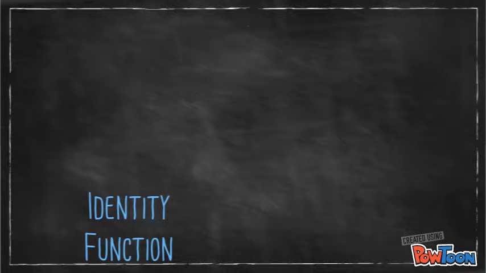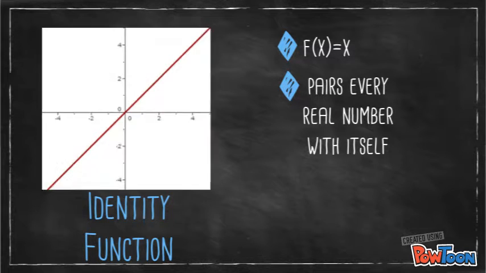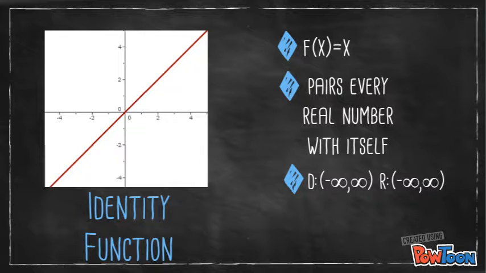The identity function is f of x equals x, which pairs every real number with itself. The domain and range of this function is negative infinity to positive infinity.